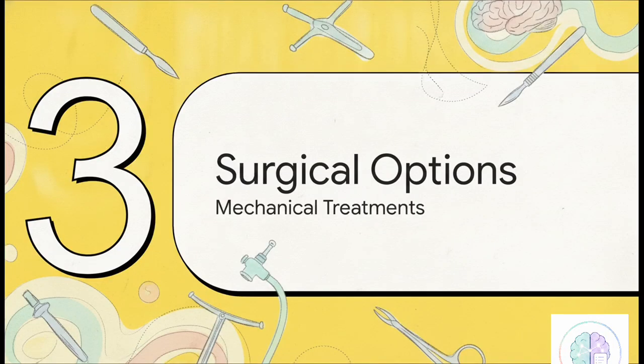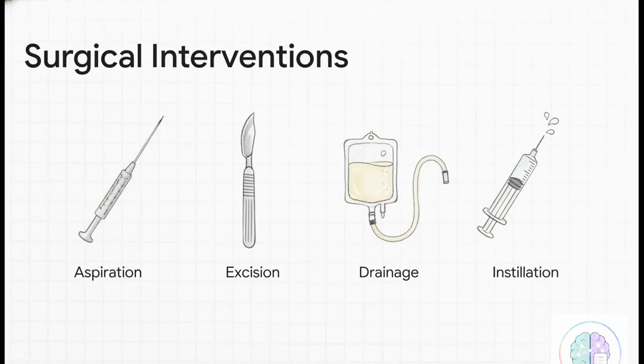Section 3. Surgical options. All right, let's talk surgery. The neurosurgeon basically has 4 main tools in the toolkit for this.